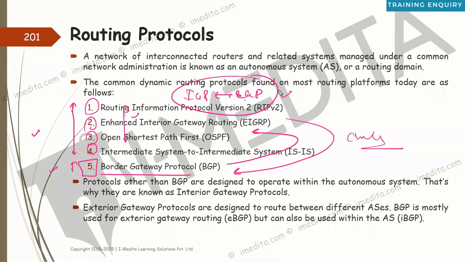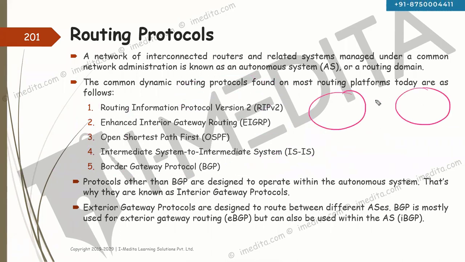So what I'm saying is, it's not like we cannot configure OSPF in between them. We can configure OSPF in between them. This is one autonomous system, and this is another autonomous system. We can configure OSPF, EIGRP, ISIS, RIP, in fact, in between them. It is completely possible, but we should not.